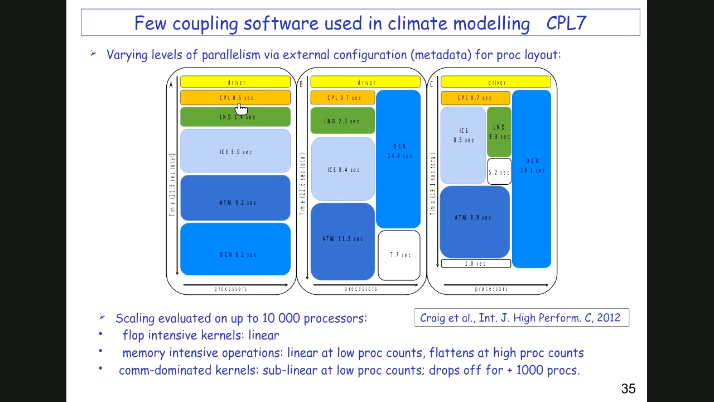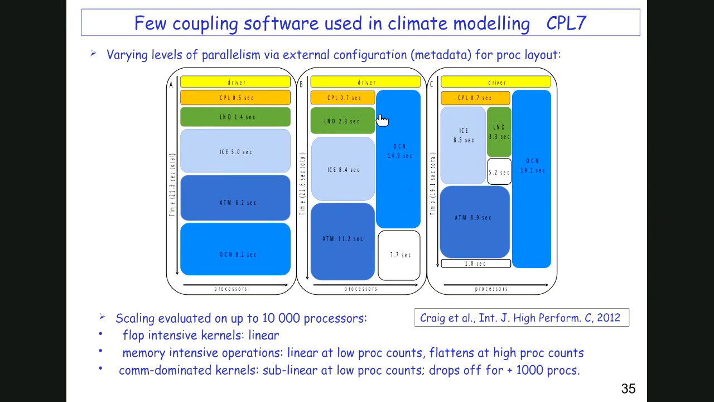So, for example, here on the left, you have a layout where each component, that is the coupler, the land, the ice, the atmosphere, and the ocean, are all run sequentially one after the other on the computing resources that are available. Time is going from top to bottom, and on the x-axis are the sets of computing resources available. So in this first layout, you have a perfectly sequential coupling, and maybe you don't see that, but this takes 22.3 seconds, I think. Those numbers are just illustrations, right?